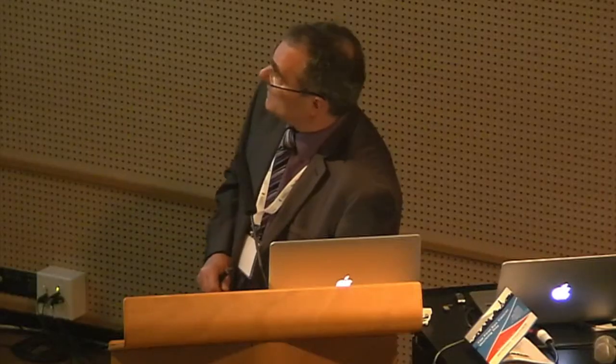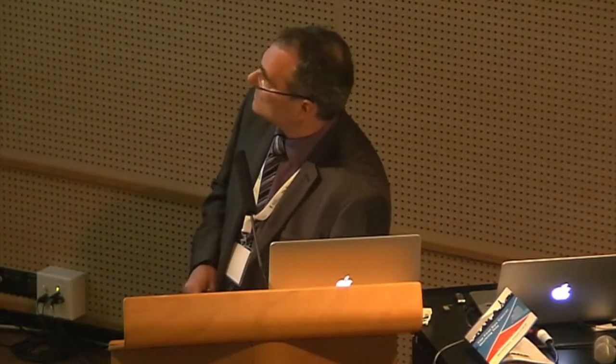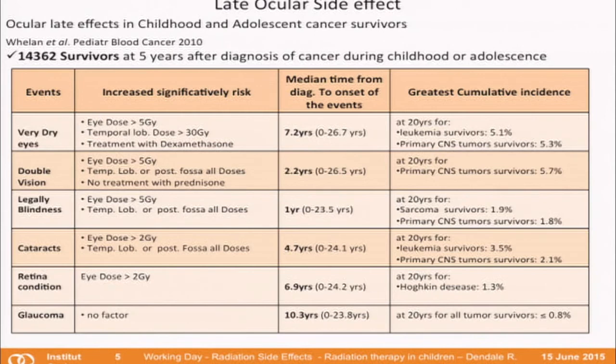And they found a threshold dose from which the risk increased significantly: 5 degrees for very dry eyes, double vision, and legal blindness, and 2 degrees for cataract and retina condition. They found a median time from diagnosis to onset of the events that is different for the different events, and the greatest cumulative incidence at 20 years depends on the tumor irradiated.